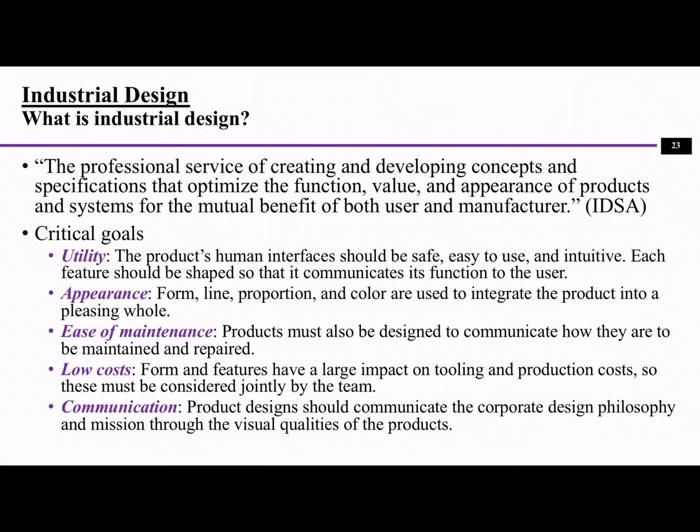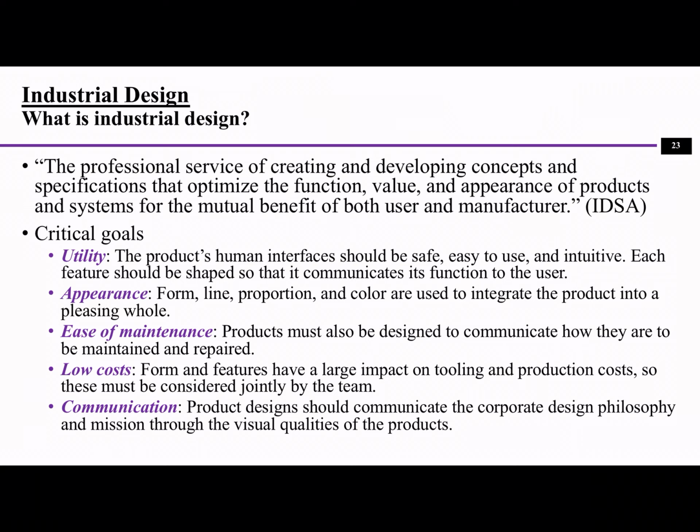And also another goal is ease of maintenance. The product must also be designed to communicate how it is to be maintained and repaired. Of course, low cost, form and feature have a large impact on the tooling and production costs, so these must be considered jointly by the team.